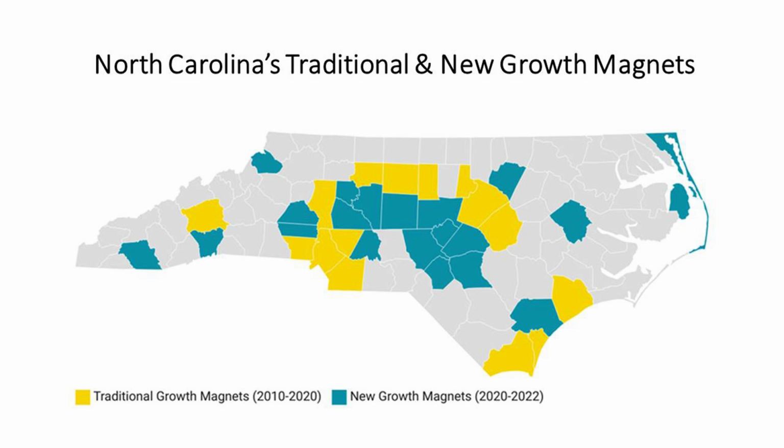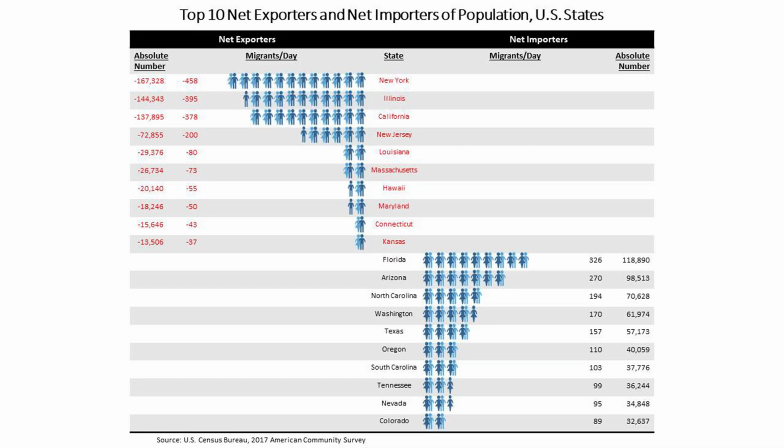So people still move here, but Durham's not getting the same growth it did before COVID because people are starting to spread to some of those other counties. And if you want to know where they're coming from, the states in the country that are losing population: New York, Illinois, California, New Jersey, Louisiana, Massachusetts, Hawaii, Maryland, Connecticut, Kansas. And there's their numbers they're losing.